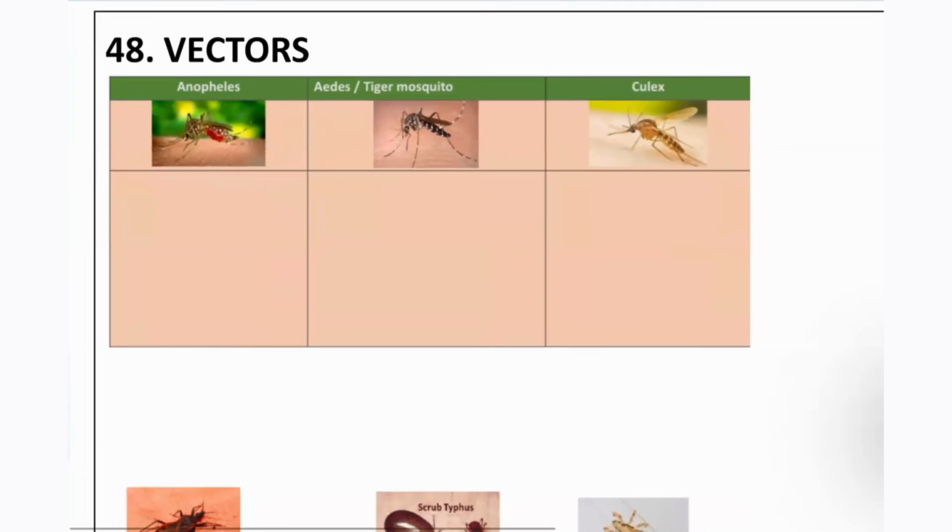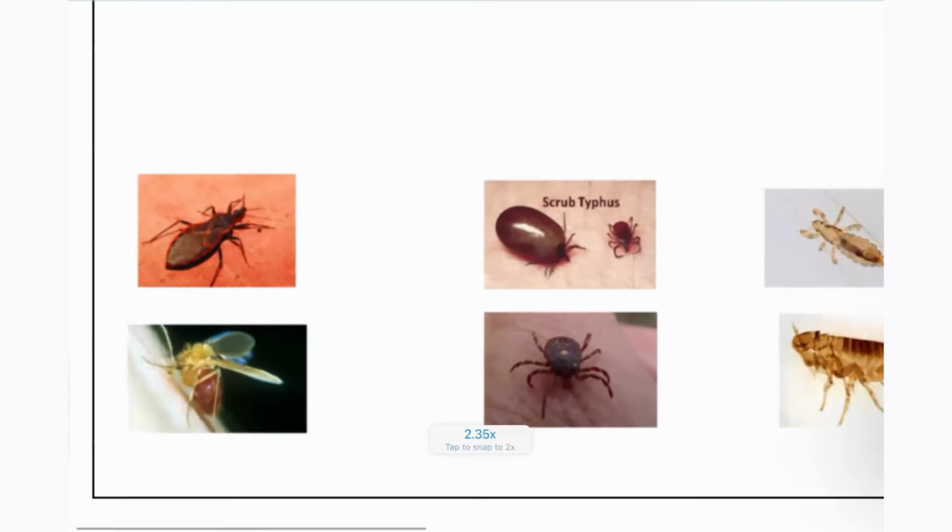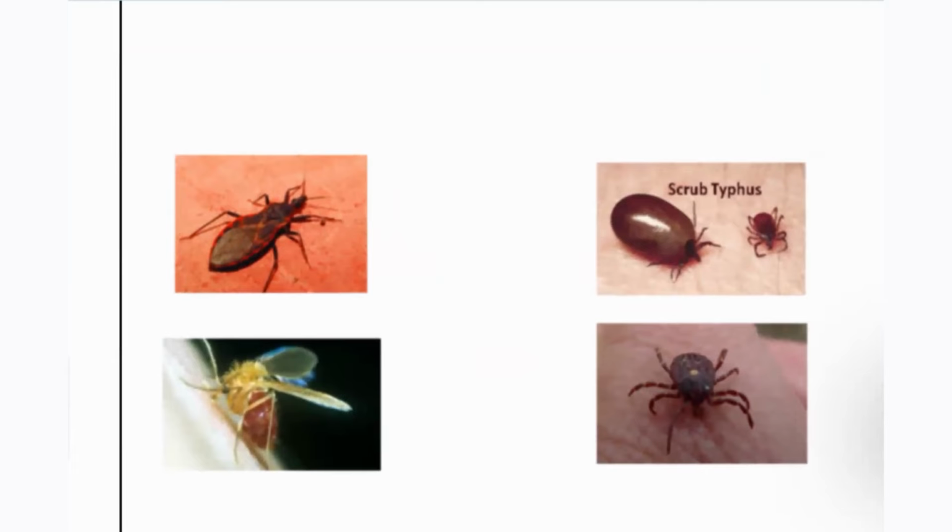Next, coming to the vectors. So here you can see the difference between the Anopheles, Aedes and Culex mosquito. Not only that, you have to understand how these diseases are transmitted by these vectors. So first of all, here you can see this picture. These are the diseases we will see from these vectors.